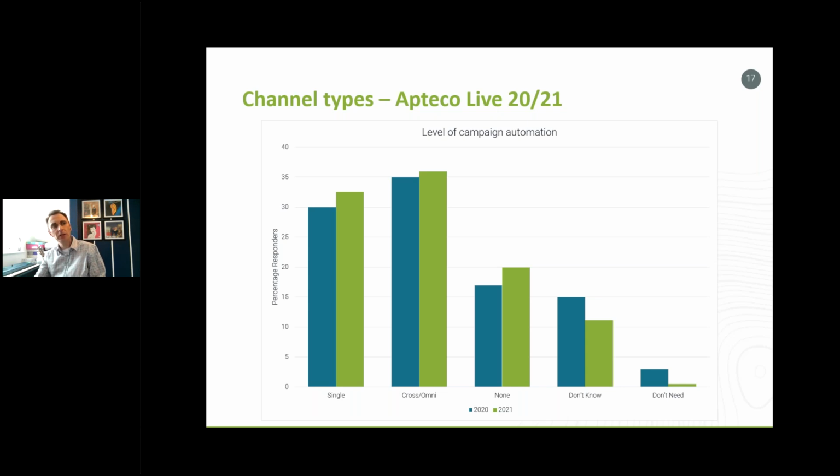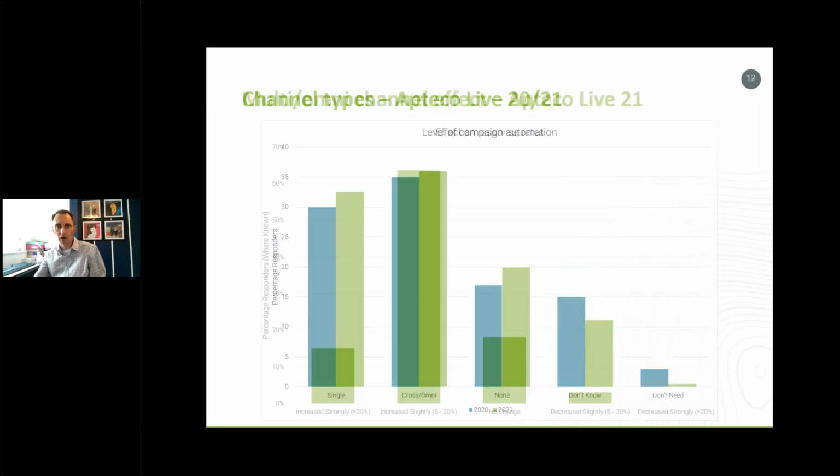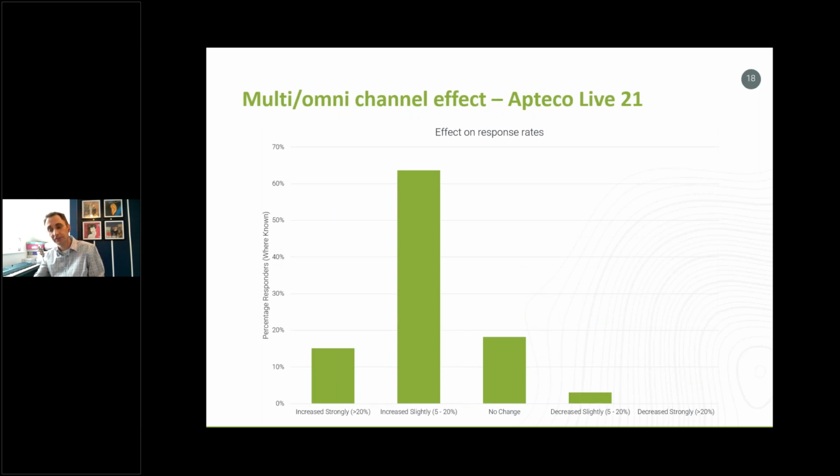However, for the people who were using multi-channel or omni-channel, and who knew the effect of the multi-channel engagement on the response rates, in the 2021 conference, people were asked what that effect was, and we can see 79% of responders to that question said that their response rates from using multi-channel communications had increased by at least 5%. 15% of those responders said that it had increased by more than 20%. So some significant effect, but it's not just about using more channels.